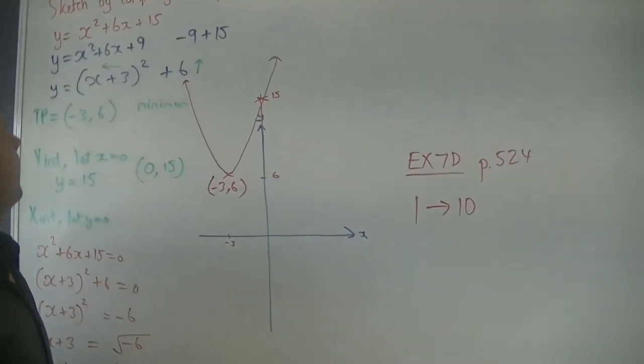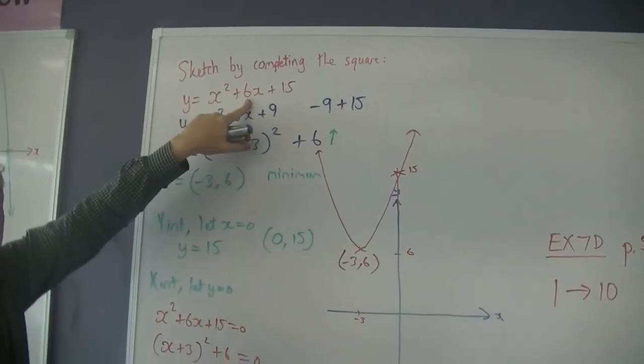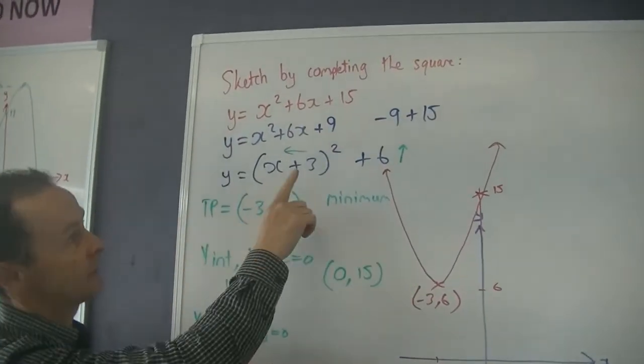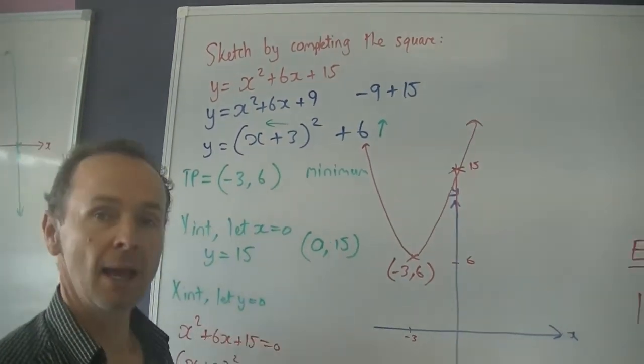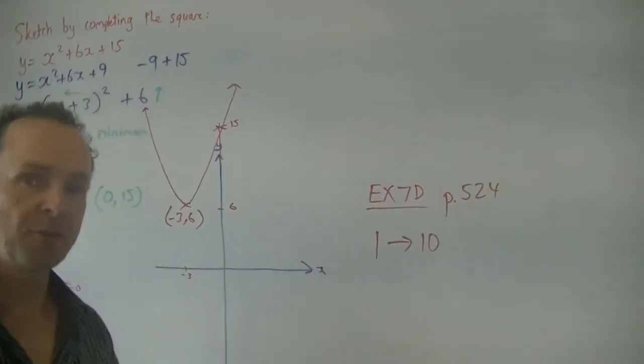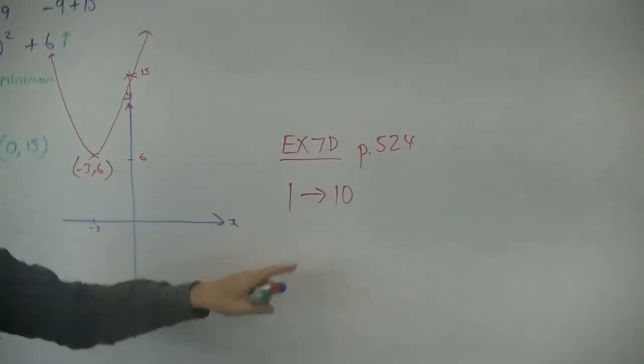Excellent. We only do the ones with an even number in the middle, the normal classes, because you halve it and square it. And the extension class will be doing other stuff with Mr. Kendrick. So anyway, try 7D everyone, page 524, questions 1 to 10.